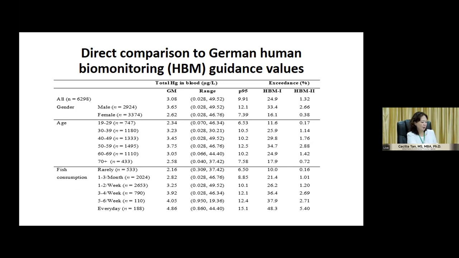So if you look at male and female, so the men, 33% is above the 5 microgram per liter. And then 2% of them are potentially at risk. And then a female is less than 1%. So we did that for the different gender, different age, and then different fish consumption frequency. And then if you look at the highest number, which is 5.4 here, this is the highest number, 5% of the subpopulation is potentially at risk. This is for people who eat fish every day.